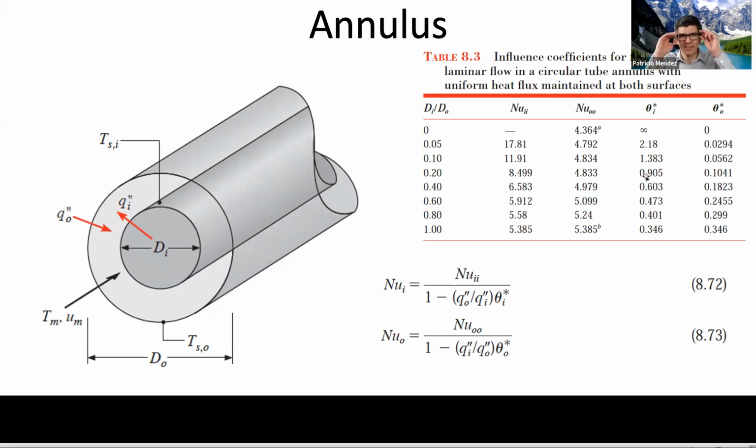This way, we can calculate the heat flux when we have the Nusselt number inside or the Nusselt number outside for the case of an annular tube, which has imposed heat fluxes. And the heat flux could be 0, and that means the tube is insulated.